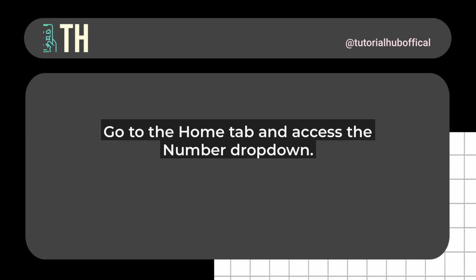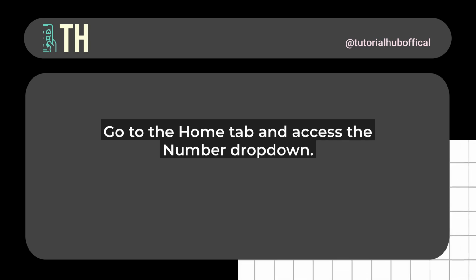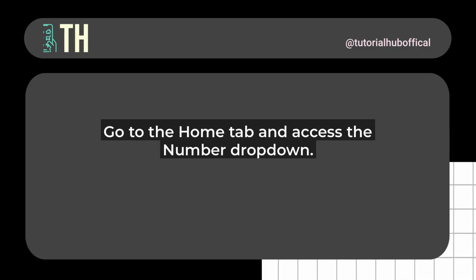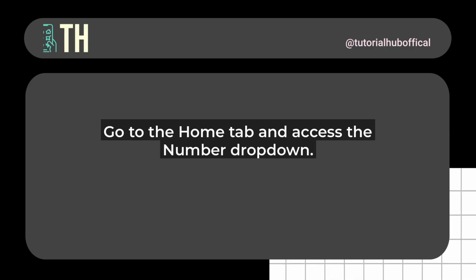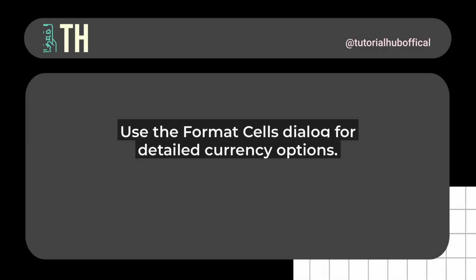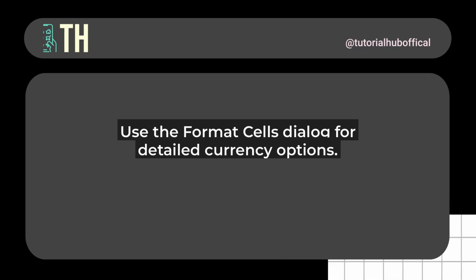But for more control, let's go deeper. Right-click on your selected cells and choose Format Cells or press Ctrl+1 on your keyboard. That's a handy shortcut. In the Format Cells dialog box, click on the Number tab. Under Category, select Currency. Now, here's where the magic happens.